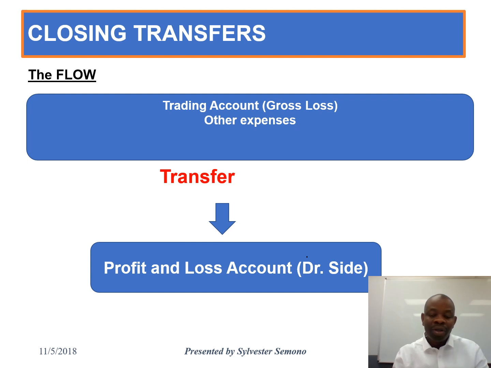Now, what about if we made gross loss? Gross loss, as I said, is an expense to us, so it must be part of other expenses. On the debit side, we need to record the trading account in the form of loss and other expenses. This will make sense by the time we start recording physically in the books of account. For now, I'm just trying to give you the theory around this.